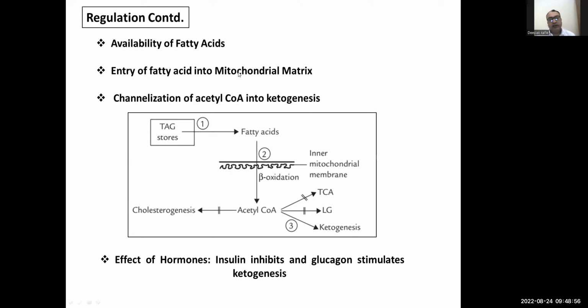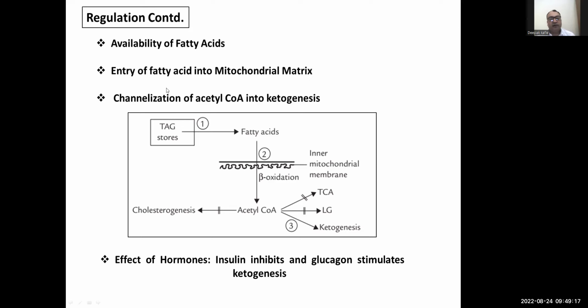The next important phase of the regulation of the ketone bodies is the availability of the fatty acids. During starvation, there will be more availability of the fatty acids due to the high amount of the hormone glucagon. That's why at that time it will increase the biosynthesis of the ketone bodies.